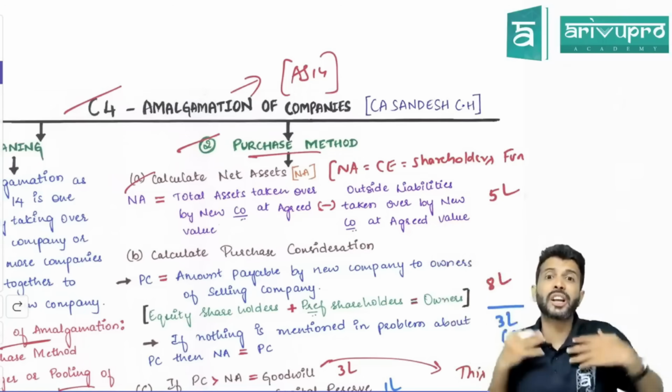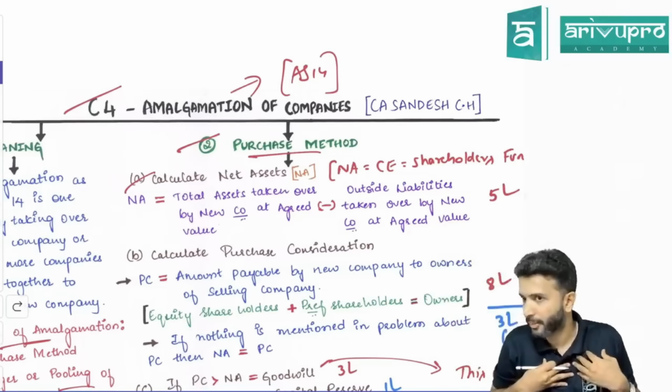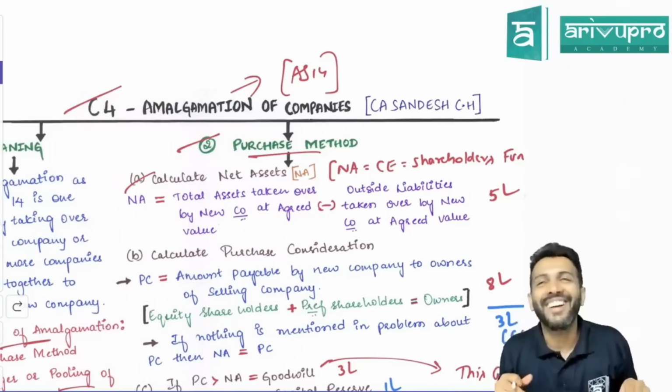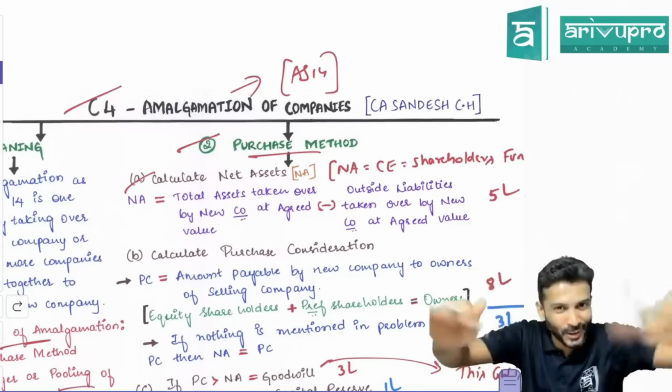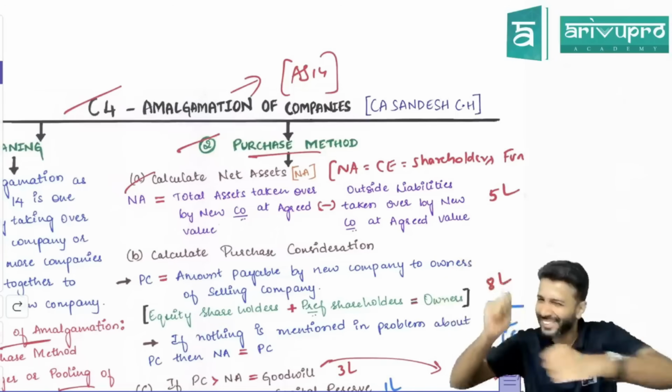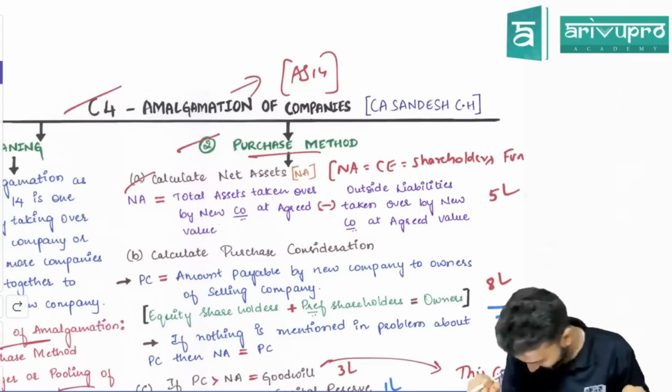Suppose somebody purchased ArivuPro, our business somebody purchased. Hopefully it doesn't happen. If it happens, probably only some student will purchase it. These guys have bugged us too much. Yeah, we'll take care of them.